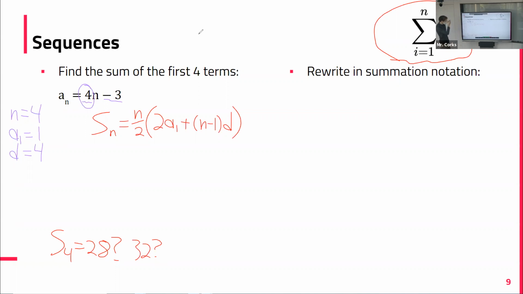All right, so we have all the parts for the formula. S7 then is equal to, sorry, 7 was the last one. That's 4 over 2, 2 times a1, which we said is 1, plus 4 minus 1, 3 times 4, okay. 2 times 2 plus 12, 2 times 2 times 14, so 28.